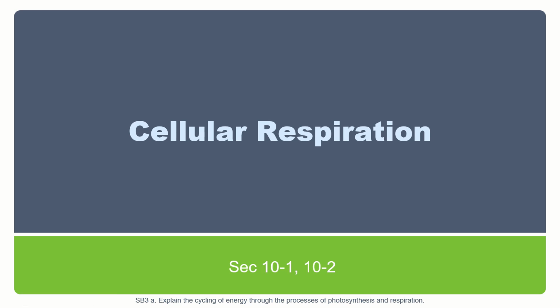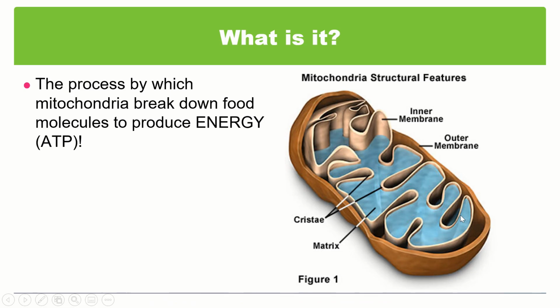In this video, I'm going to introduce cellular respiration and cover through glycolysis, and I'll make a separate video for the Krebs cycle, the electron transport chain, and a final video for anaerobic respiration. So to start us off, what is cellular respiration? This is the process by which mitochondria break down food molecules to produce energy in the form of ATP.